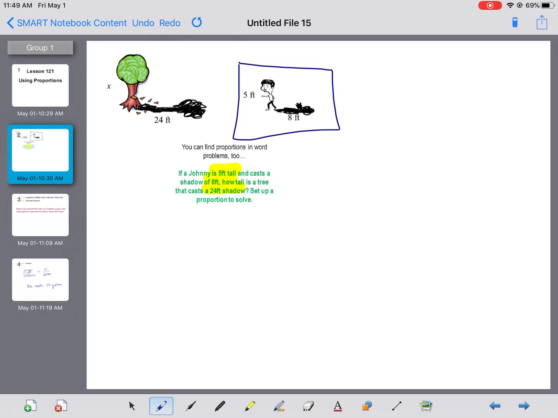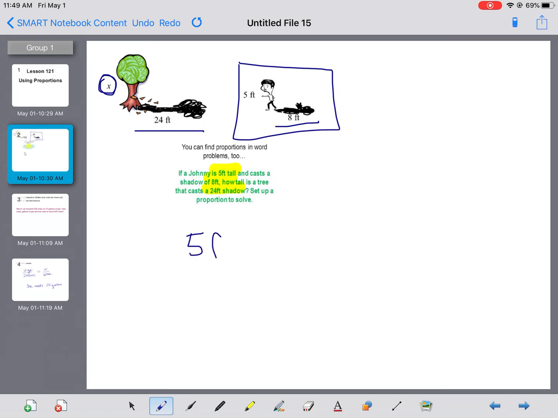Now, assuming that it is sunny outside, the shadows cast by people or objects are proportionate to their height. So if Johnny knows that he's 5 feet tall and he has a shadow of 8 feet, we can actually use that information to figure out an unknown height of an object, assuming you know the length of the shadow. And here's how it works. You set up a proportion.